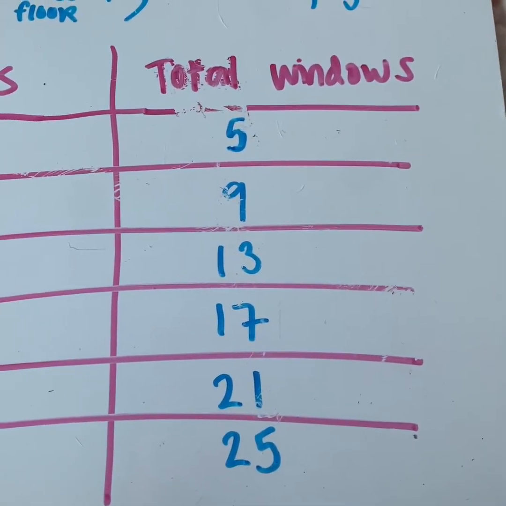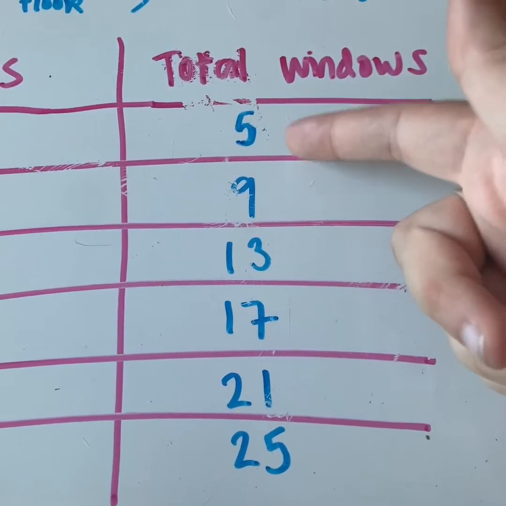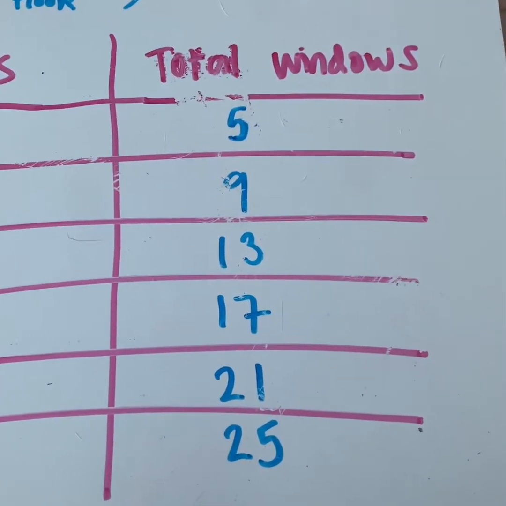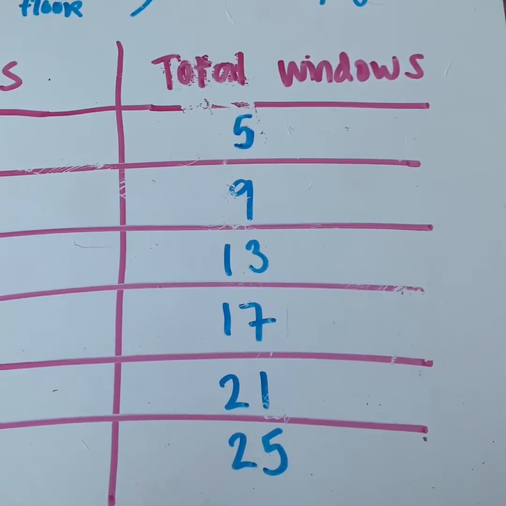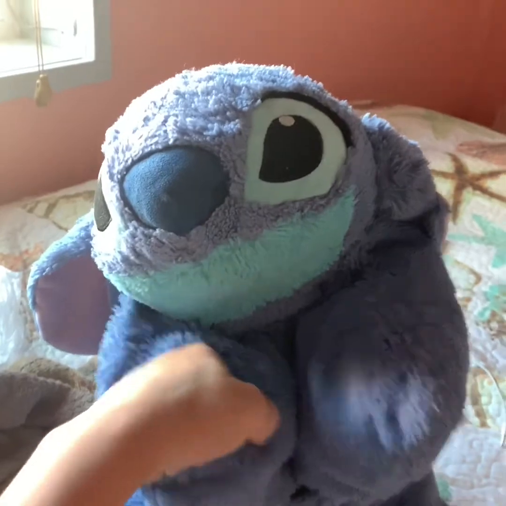As a reminder, even numbers end in 2, 4, 6, 8, or 0, whereas odd numbers end in 1, 3, 5, 7, or 9. So since 50 ends in 0, it's even, and all of these ending in 5, 9, 3, 7, 1, these are all odd numbers. So she will never have exactly 50 windows in her single tower. Good job, Stitch. Found it.